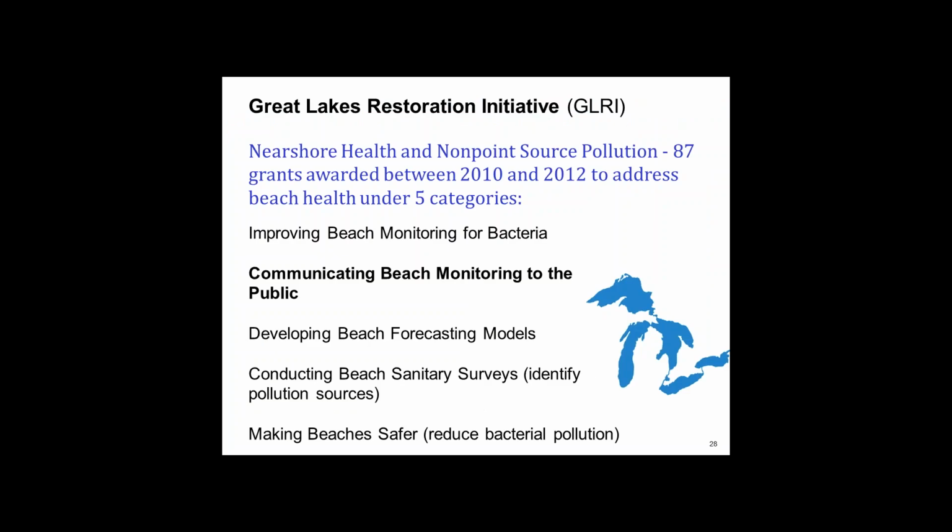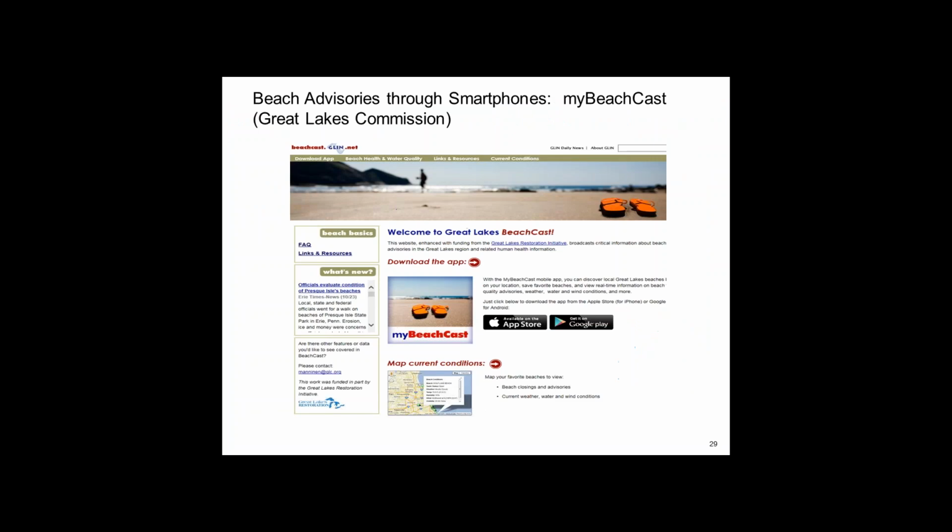The communicating beach monitoring for the public. We get a lot of great tools out of this funding category. Automated text messaging services. The Great Lakes Commission, they developed a smartphone app so one can find out water quality information and weather info at all 8 Great Lakes beaches. It's an excellent tool to use real time. If you want to go to the beach, check out the site, find out if it's open. It's excellent.